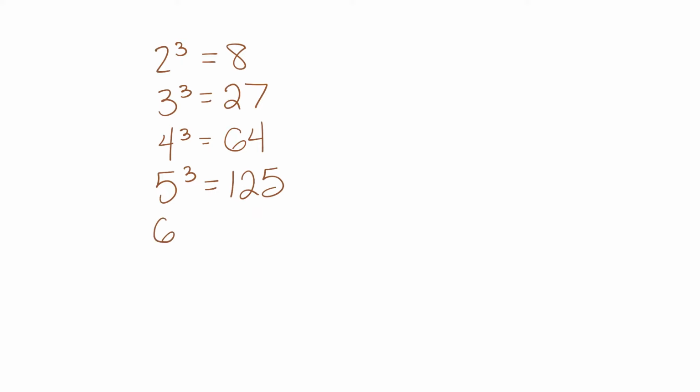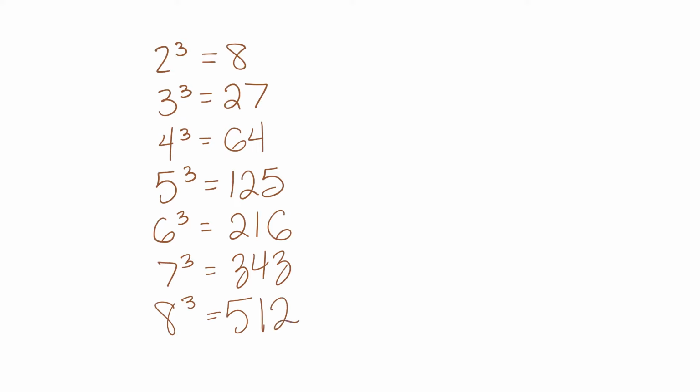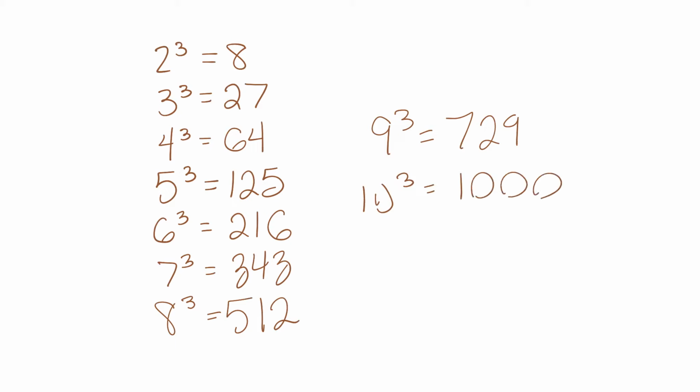125. 6 cubed, anyone? Bueller? All right, 6 cubed is 216. 7 cubed is 343. 8 cubed I think is 512. 9 cubed, 729 as I recall. And 10 cubed, we should all know that one, is 1,000. Okay, so these are our perfect cubes. So these are the numbers we want to be on the lookout for.